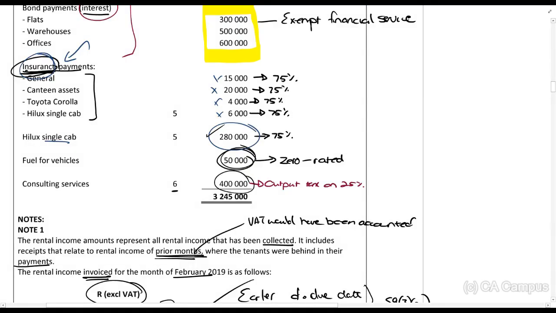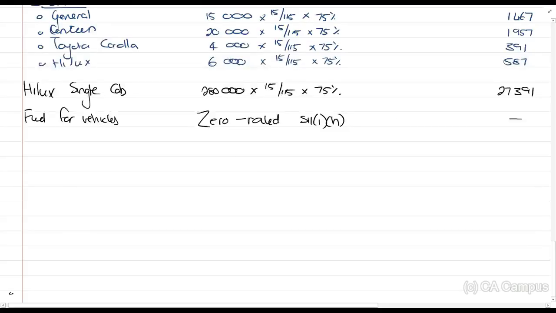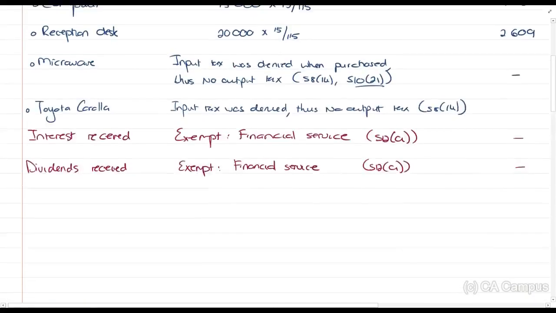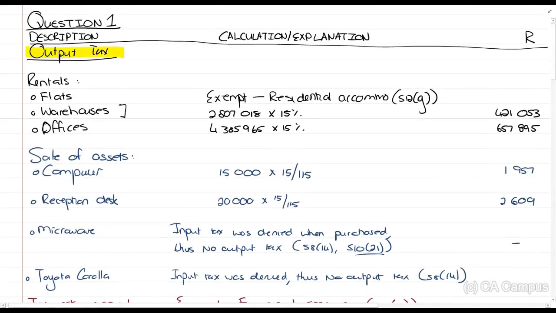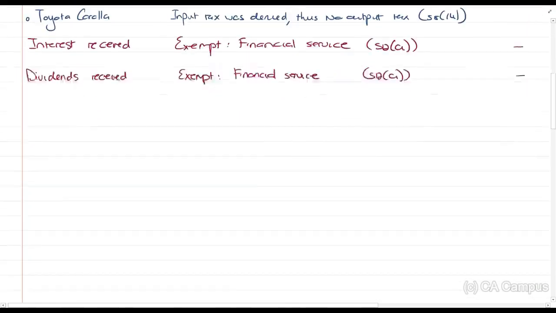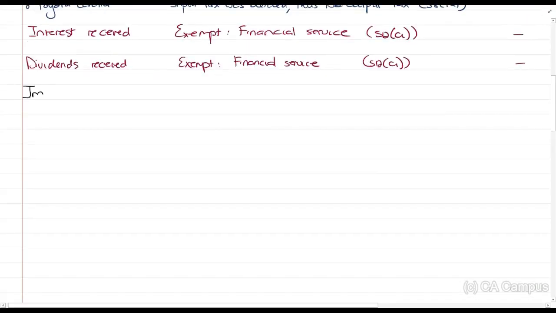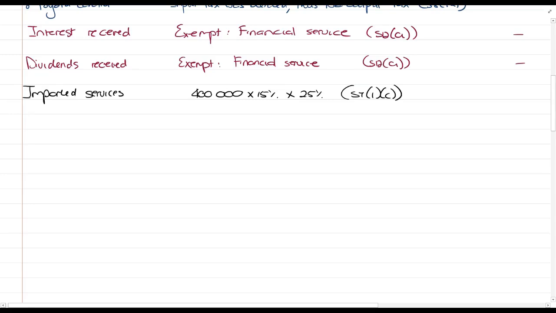Then our consulting services. So remember, these are imported services. So only the exempt portion. So now, important, for services you have to remember, we only look at output tax. So we have our imported services, which is 400,000. Because it is important, there was no VAT on it. And then you pay the 25%. And this is section 7(1)(c) tells us to calculate VAT.